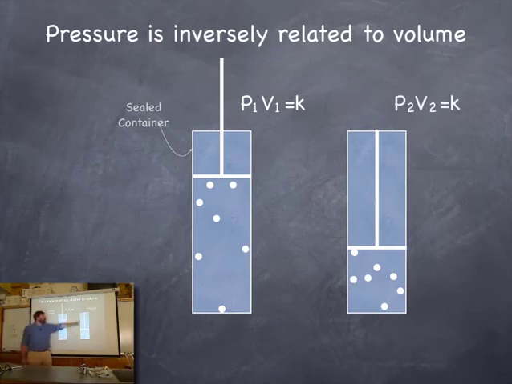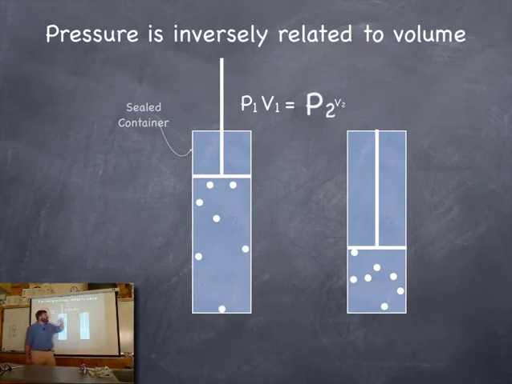I have the same relationship, the same container, same temperature, same number of particles. If the volume goes down, the pressure has to go up to compensate. Pressure and volume are inversely related. Okay? So that's our first relationship about gases, pressure and volume.